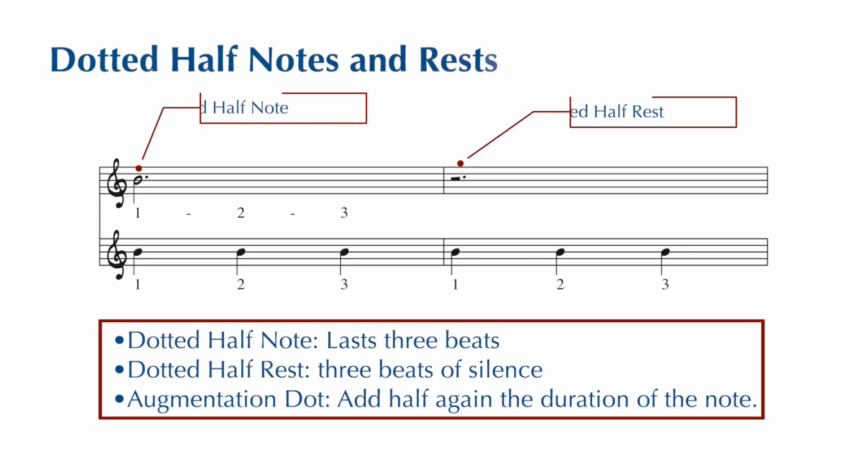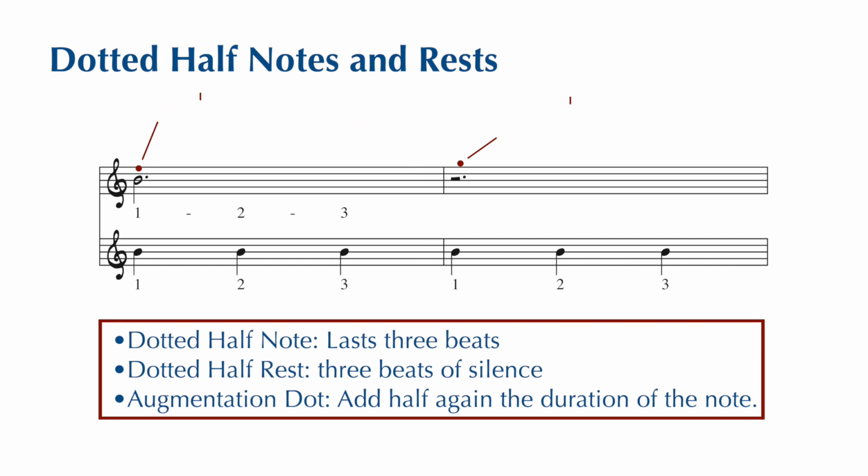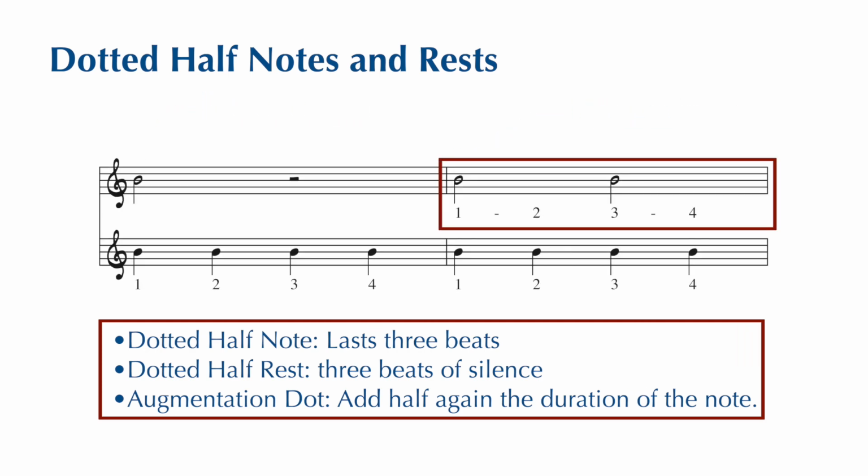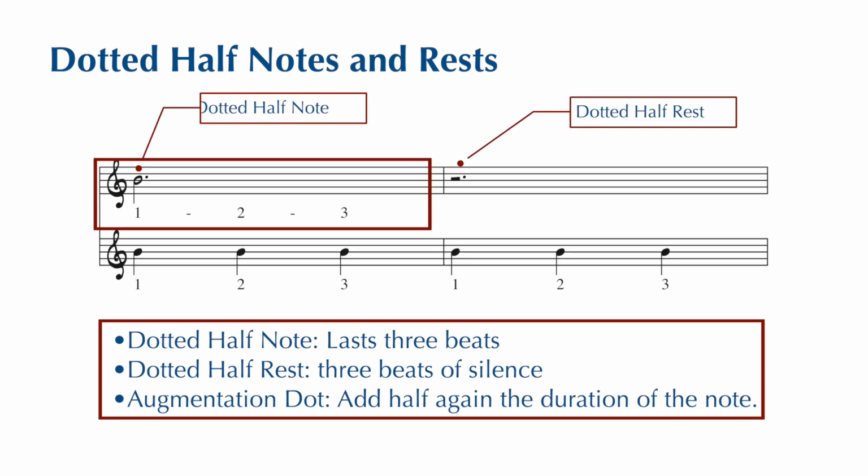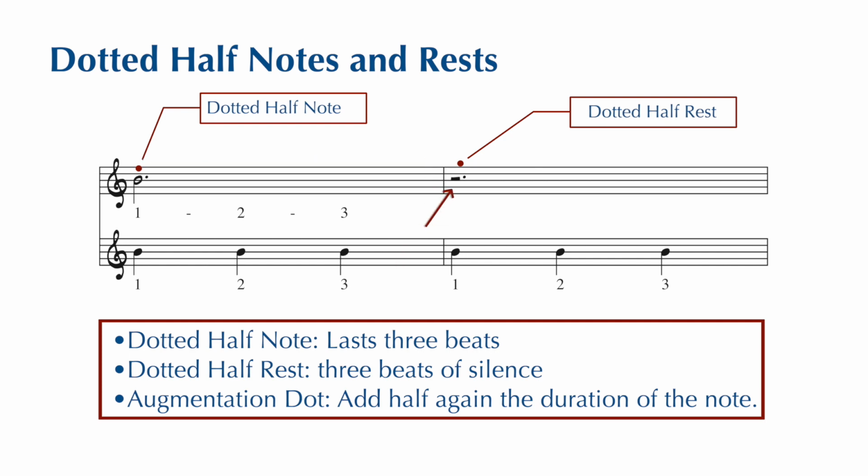This is a dotted half note, and this dot is an augmentation dot. A dot after a note means that you're adding half again the length of that note. So, while a half note lasts two beats, 1, 2, a dotted half lasts two beats plus one beat, or three beats, 1, 2, 3. And a dotted half rest is three beats of silence.